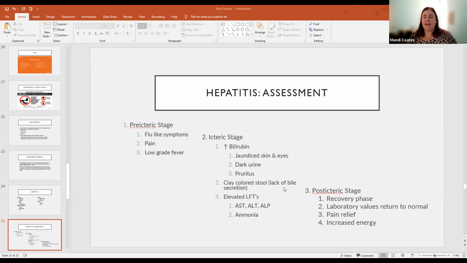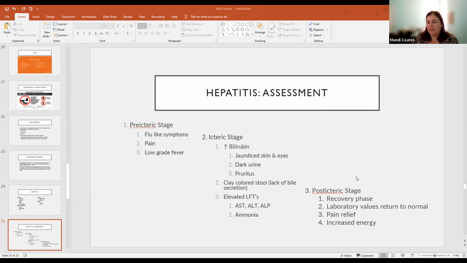With that icteric stage is when they're going to start noticing the jaundice, which is going to be in the skin and the eyes, and dark urine. They may have some itching starting. That's the increase in that bilirubin. You're going to see some elevated LFTs. And if their ammonia's elevated, you may notice some confusion, and you may have to treat with lactulose.